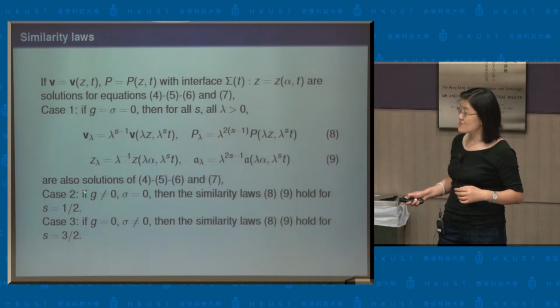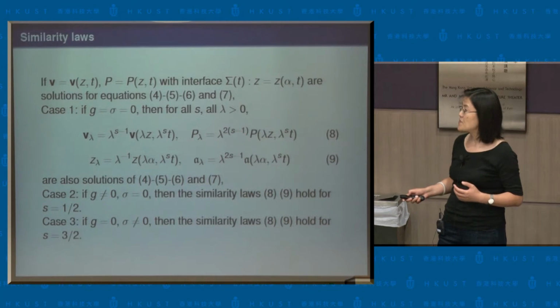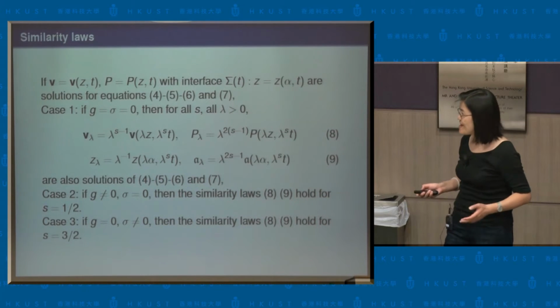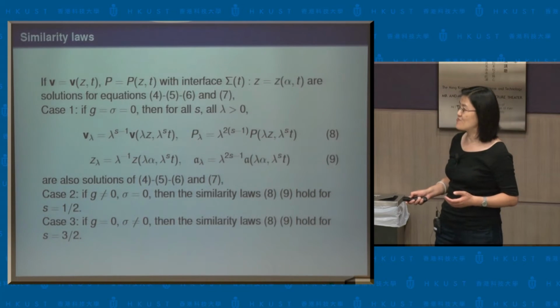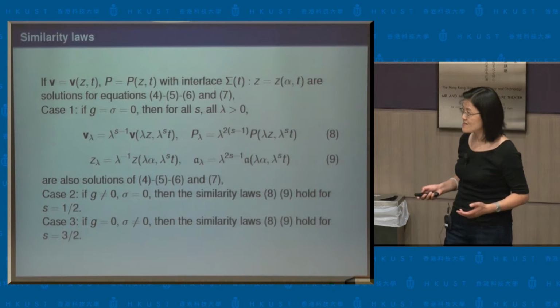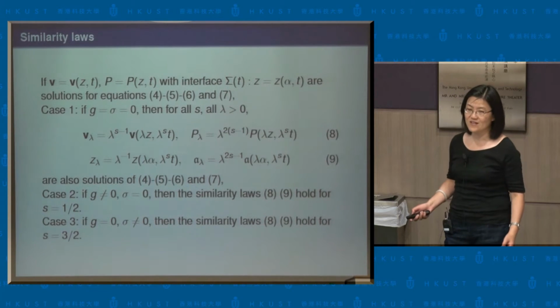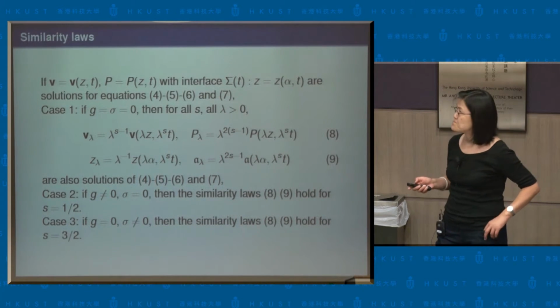Now if there's gravity but no surface tension, then we have one reference scale, so there's only one similarity law. That means these are solutions only if s equals 1/2. If there's no gravity but there's surface tension, then there's another scaling law: the similarity law holds for s equals 3/2. Of course, if both gravity and surface tension are there, then there's no similarity law, because there are too many reference scales.